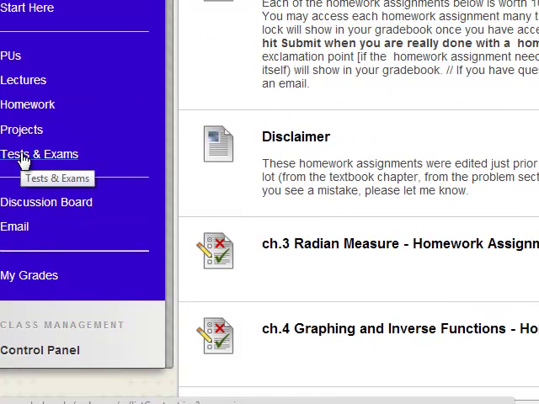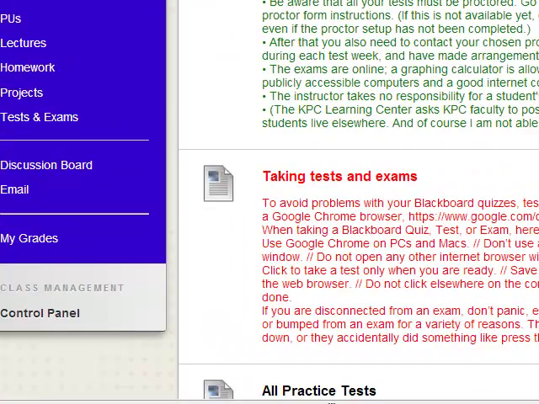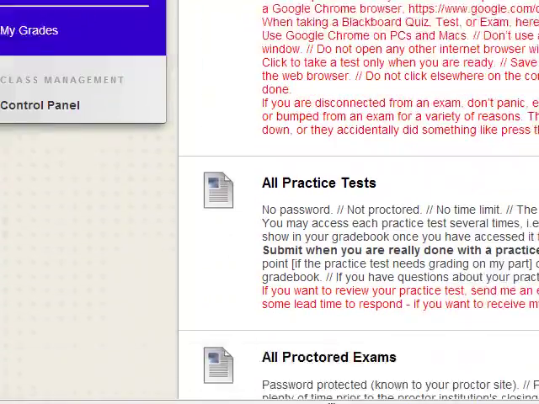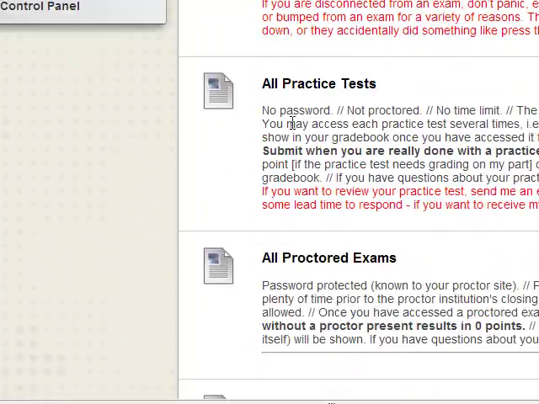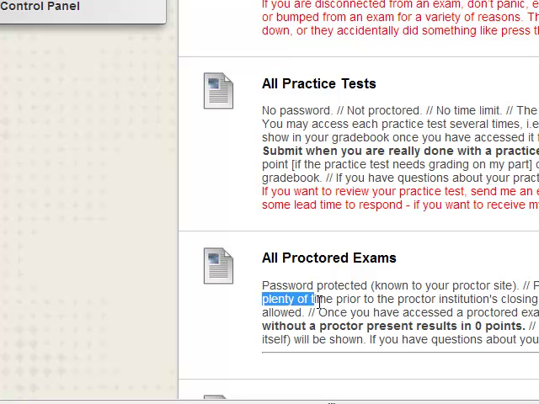I'm going to skip projects here for just a moment. Tests and exams. Again, the same thing. A few disclaimers on the proctor side and how to take tests and exams, and then a few for practice tests. Again, it says here that you can access the practice test several times, and of course the proctored exam, well, you have to do it while you take the proctored exam and then finish it in one setting.